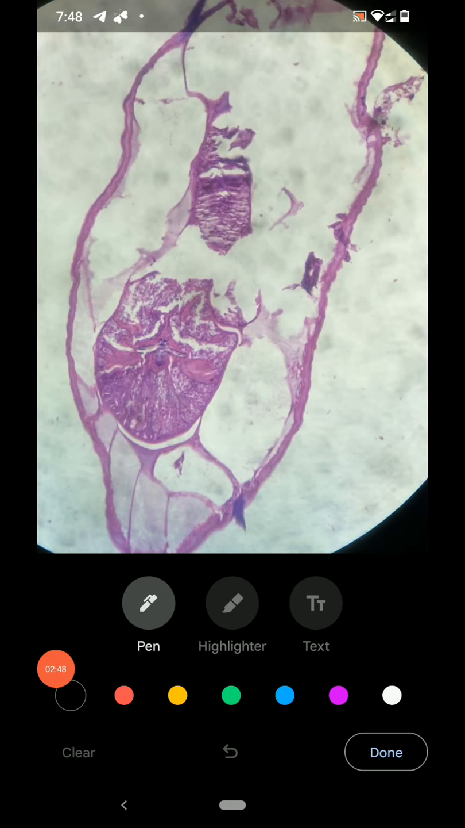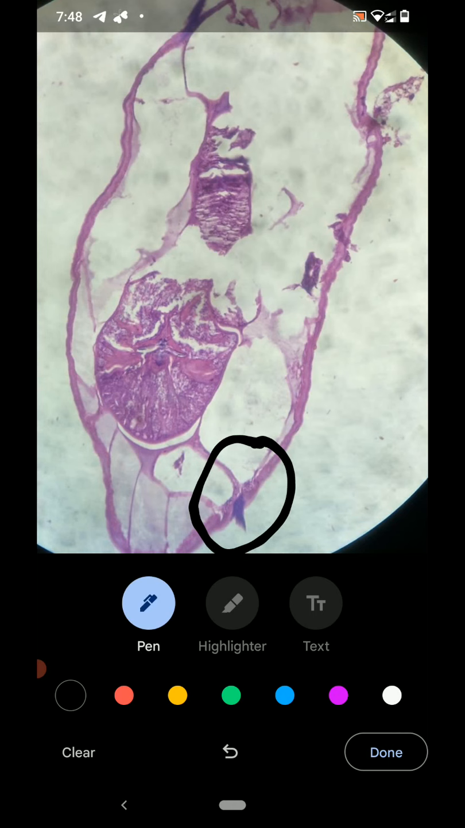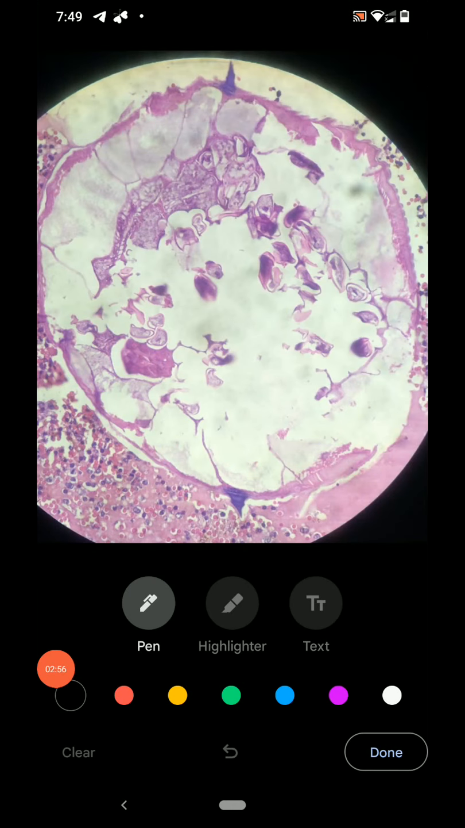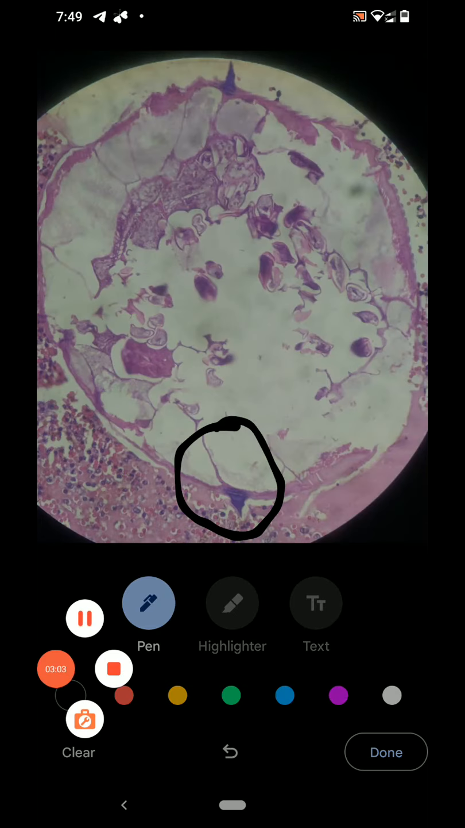Here again another Enterobius vermicularis with the visceral organs and these lateral spine-like projections or lateral alae. Here again another Enterobius vermicularis with lateral spine-like projections or lateral alae.